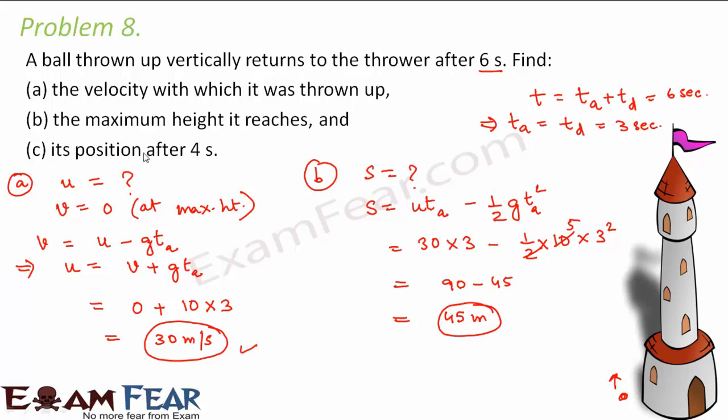Now in the third part, we have to calculate its position after 4 seconds. Now what is the position of the stone after 3 seconds? In 3 seconds it reaches the maximum height. So 4 seconds means after this point it will start falling down. So it will be somewhere at this point. So we have to calculate this position, that means the distance of this point from the ground. So this is the distance covered in 3 seconds and the distance which it covers in another 1 second. Correct?